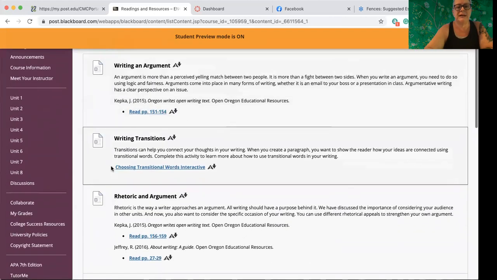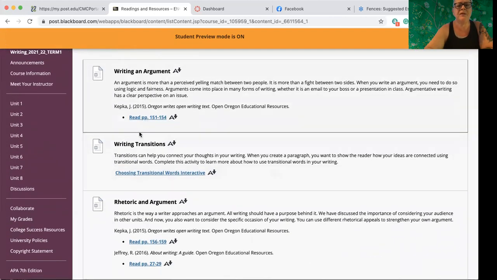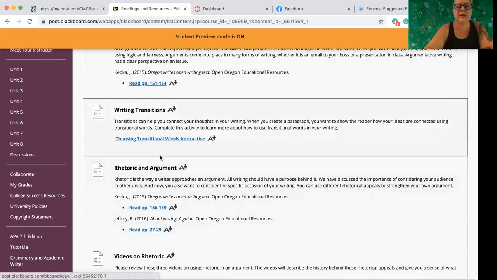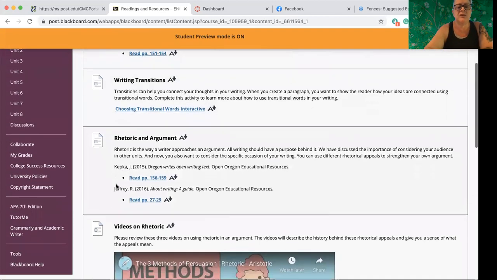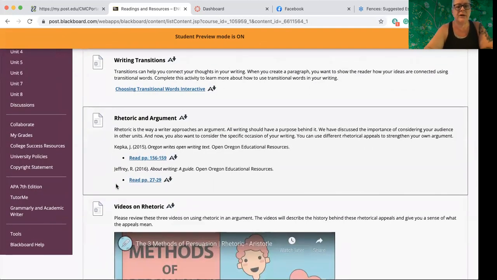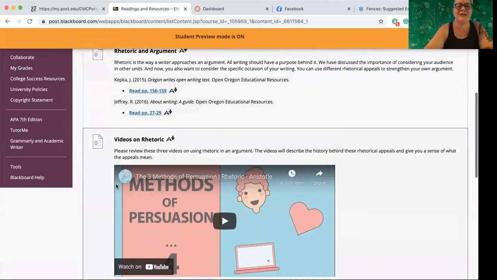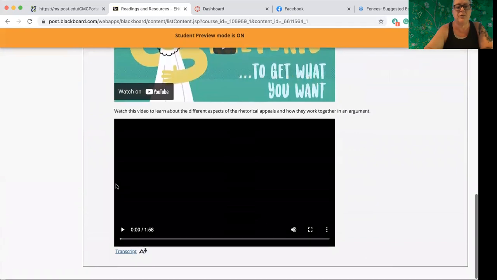You're going to be reading from the textbook, as usual, and this specifically will talk about crafting arguments. You're also going to be learning specifically about how to transition from one point to the next. That's something good writers do very effectively, having those transitions between elements of your papers. So you're going to be doing an interactive activity with transitional words. Next, you're going to be focusing even deeper on rhetoric and argument, going all the way back to the ancient Greeks. You will be learning about that in both the textbook and in some videos on rhetoric.